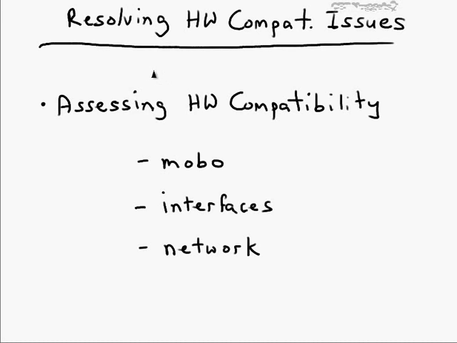Resolving hardware compatibility issues. In this nugget, we put on our troubleshooting caps and begin to learn how to maintain some of the hardware that I've made you familiar with over the course of the previous dozen or so nuggets. Specifically, the exam objective we're concerned with here is that of assessing hardware compatibility. We'll look at motherboards, RAM, peripherals, interfaces, and then network.